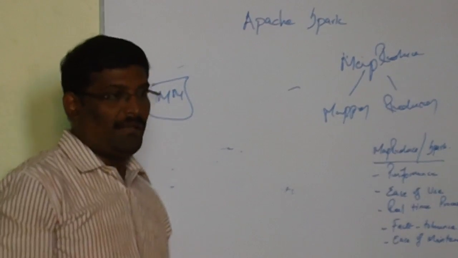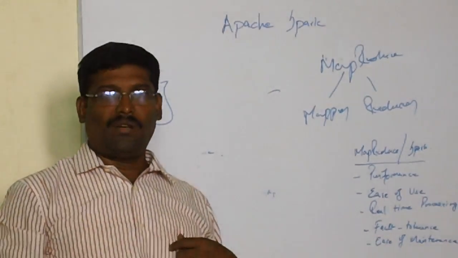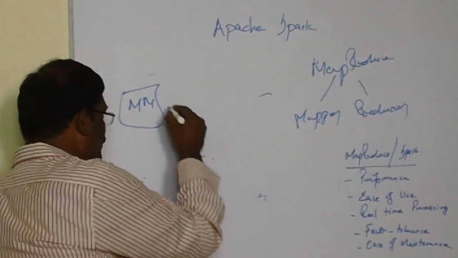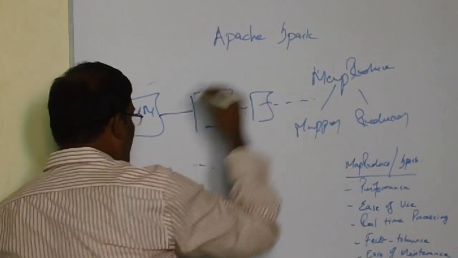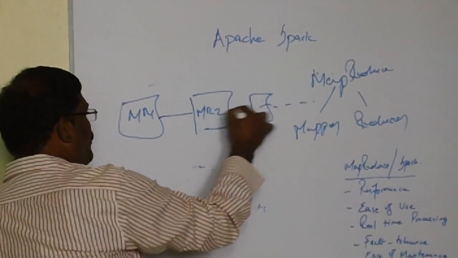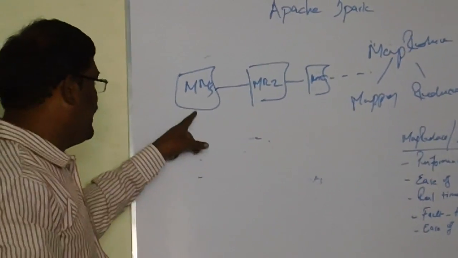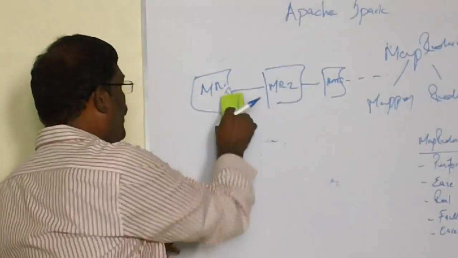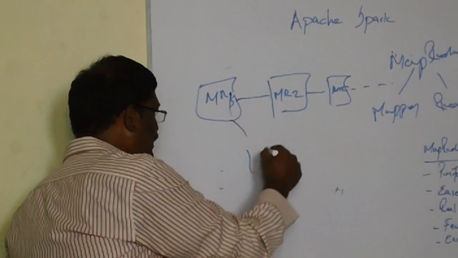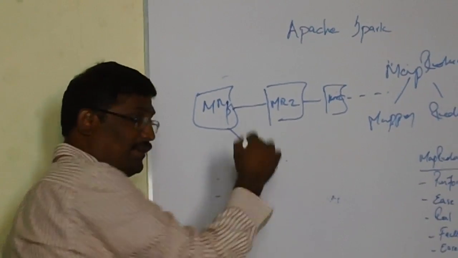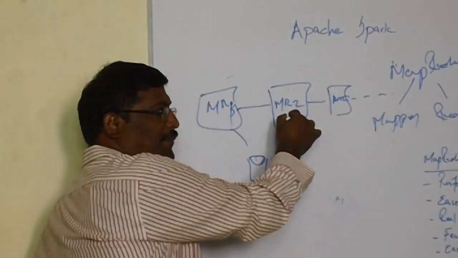But we know that our use cases in big data are very complex. For complex use cases, we need to chain together multiple MapReduce jobs, that is MapReduce 2, MapReduce 3, likewise. So what happens when the data is processed in MapReduce 1? MapReduce 1 stores the data in the disk. So it will be the input for the next MapReduce.